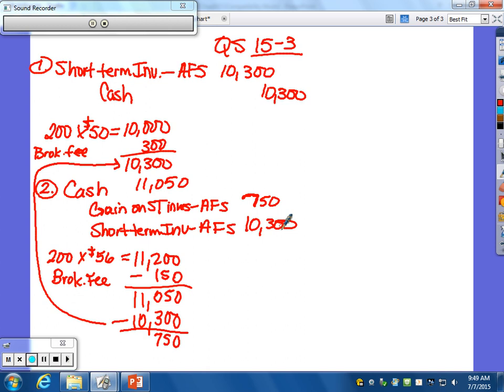Study 15-4. Hyper Company completes the following transactions during the current year. May 9th purchases 200 shares of Hego stock as a short-term investment and available for sale securities at a cost of $25 per share plus $150 in broker fees.